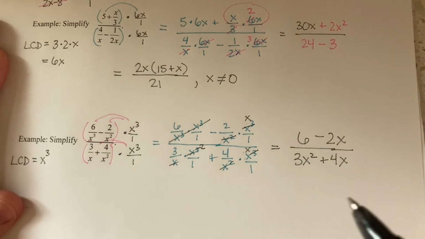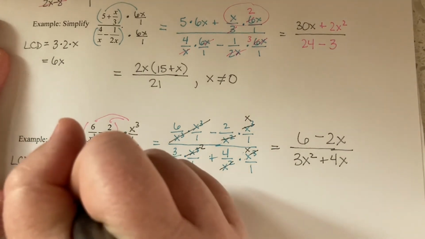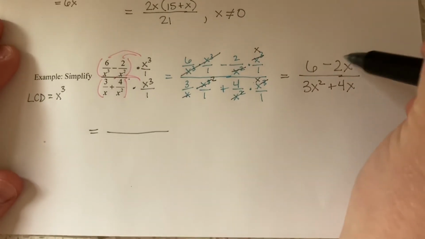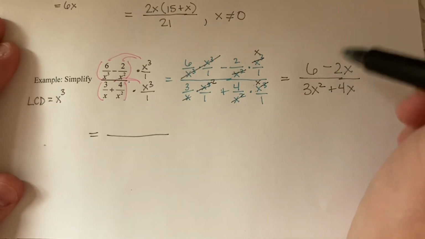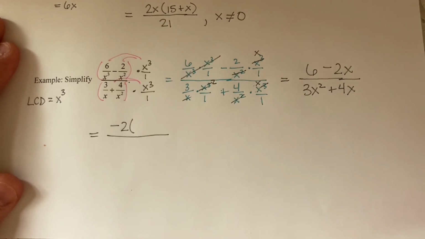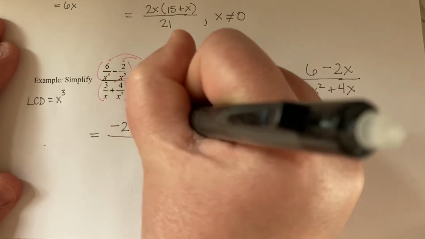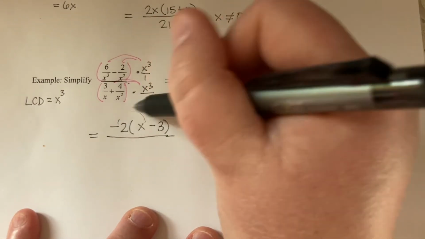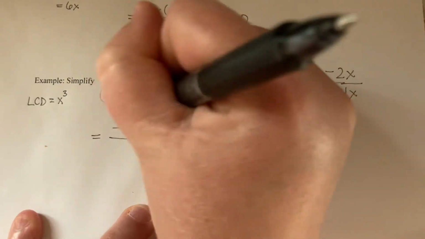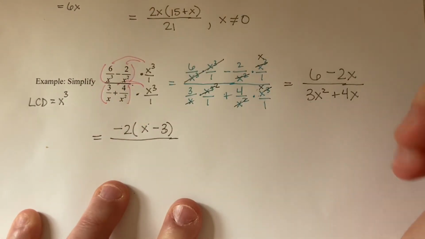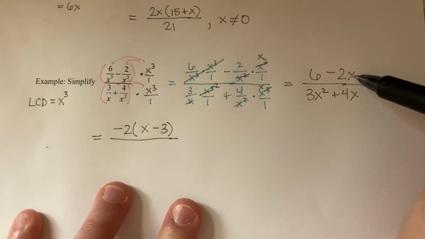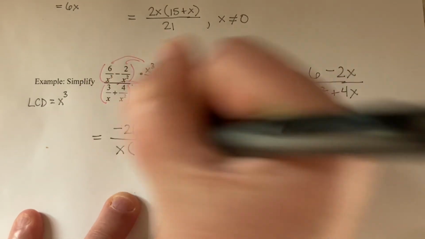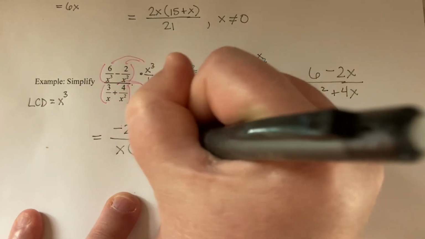Things we need to do. First, I need to factor, because both the top and the bottom have a greatest common factor that can come out. In the top, I also don't like this negative leading coefficient, so I'm going to factor out a negative 2, and then that would be x minus 3 left. And if you need convincing, multiply it out. It'd be negative 2x plus 6. It doesn't have to be in that order, but I like the way that looks a little better than the other way. On the bottom, the GCF is just x, so x times 3x plus 4.